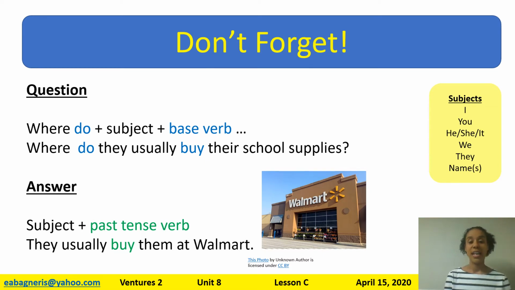So in the question, I have my base verb, buy. In my answer, I have present tense verb, and it looks just like the base verb, buy. They usually buy them at Walmart. Okay? So let's now look at past tense.